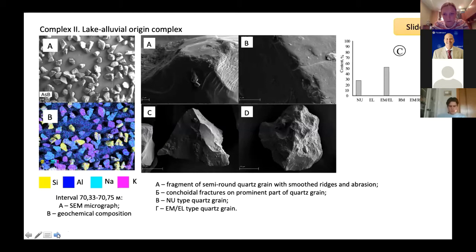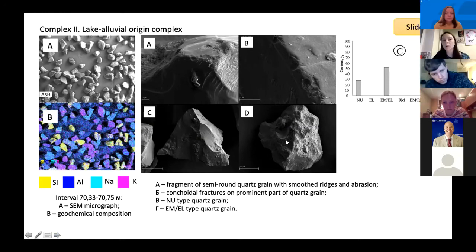We say it because we have these parallel ridges, and we have these conchoidal fractures on the surface, and we have a lot of angular grains in composition.